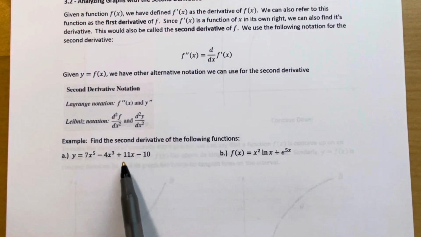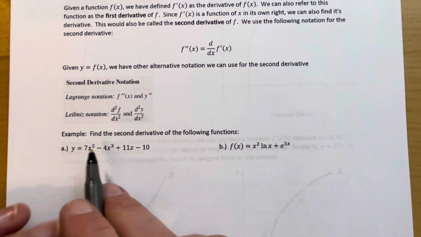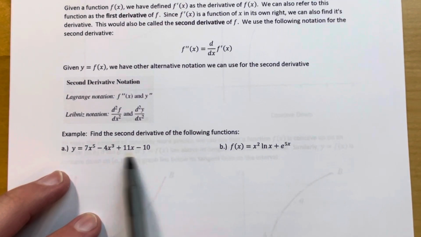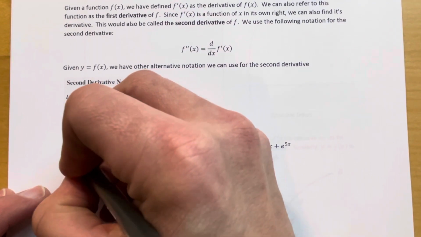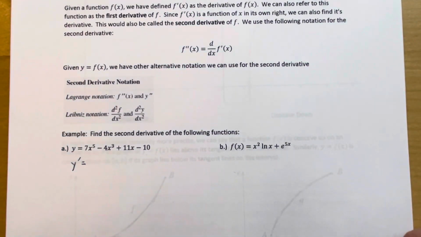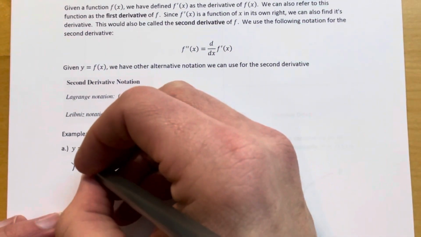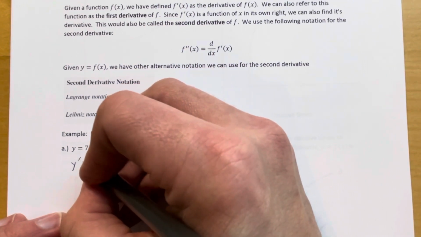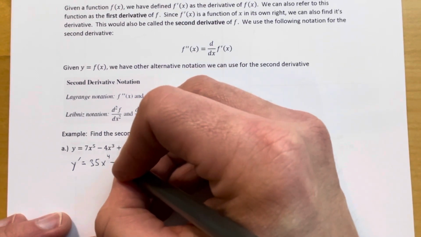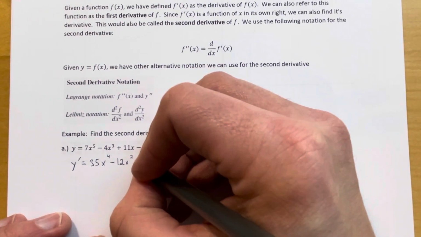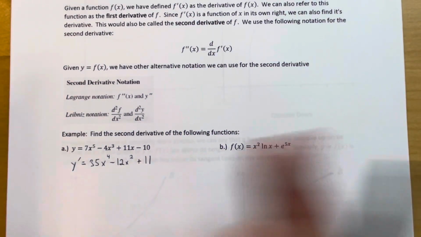What I want to do is get a little bit of practice evaluating second derivatives for a couple different types of functions. Starting with this first one, we have a polynomial. y is equal to that polynomial. To find the second derivative, you're going to need to start with the first derivative, y prime. Using my power rule and the rules that we've been using for a while now, this becomes 35x to the fourth minus 12x squared plus 11. And that constant goes to 0, so it's gone.